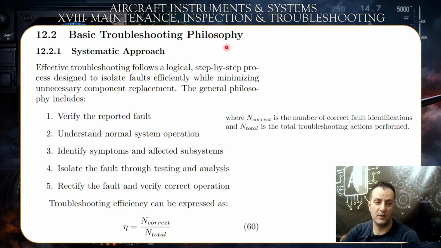Basic troubleshooting philosophy. Okay, you have the systematic approach. Effective troubleshooting follows a logical, step-by-step process designed to isolate faults efficiently while minimizing unnecessary component replacement, in order to precisely locate the fault and the fault source. The general philosophy includes verifying the reported fault, and understanding normal system operation so that we can differentiate between the fault and the normal operation of the system.